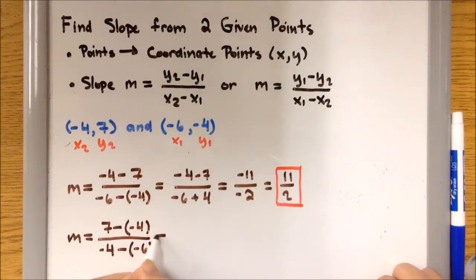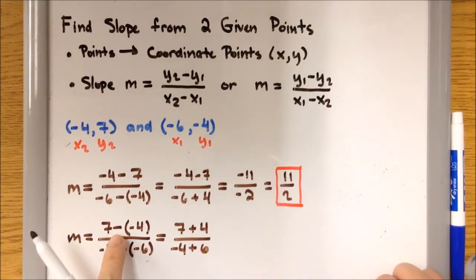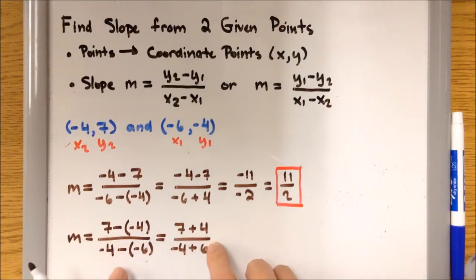Alright, now, since I have a minus next to a negative on the top and on the bottom, the numerator and the denominator, I'm going to change those first. So on the numerator, it's going to be 7 plus 4 over negative 4 plus 6. Now the only thing that I changed was minus negative 4 to plus 4, minus negative 6 to plus 6. That's all I did.